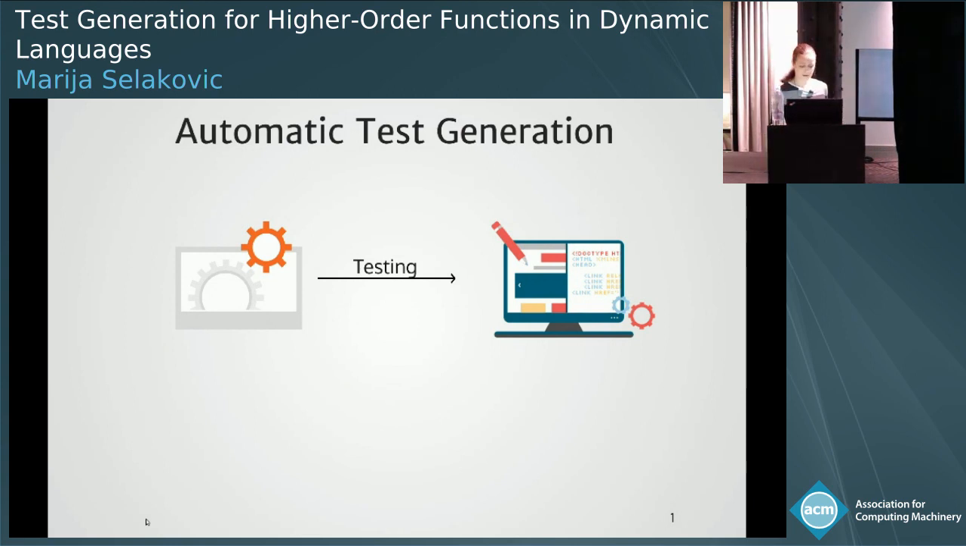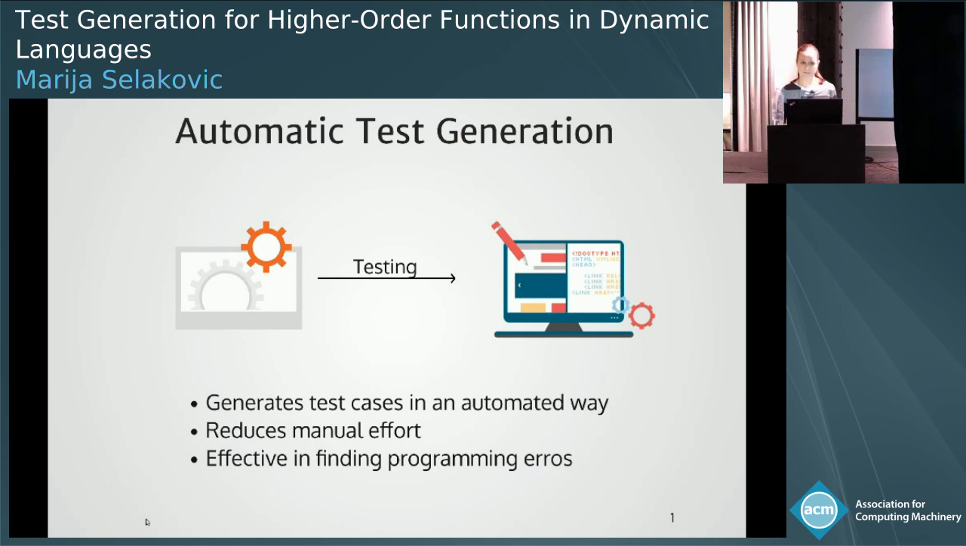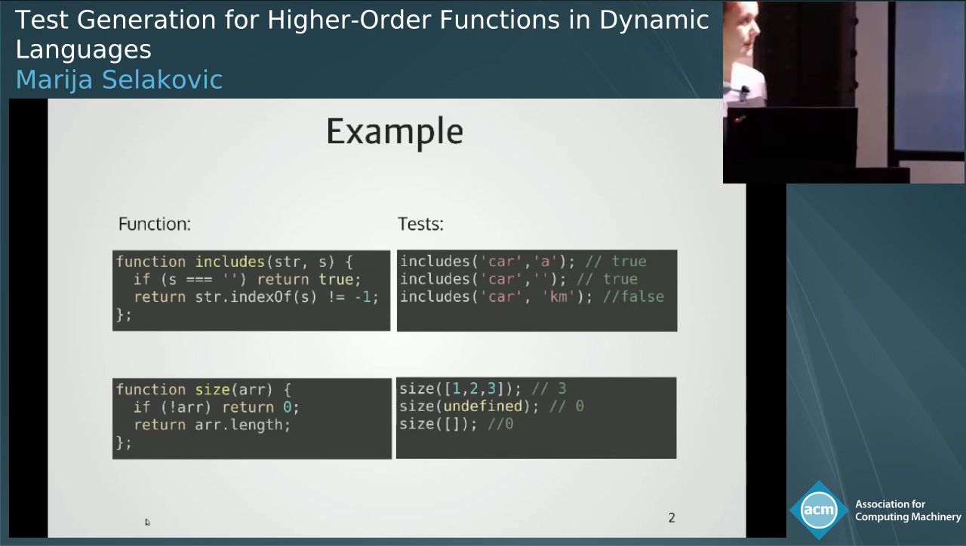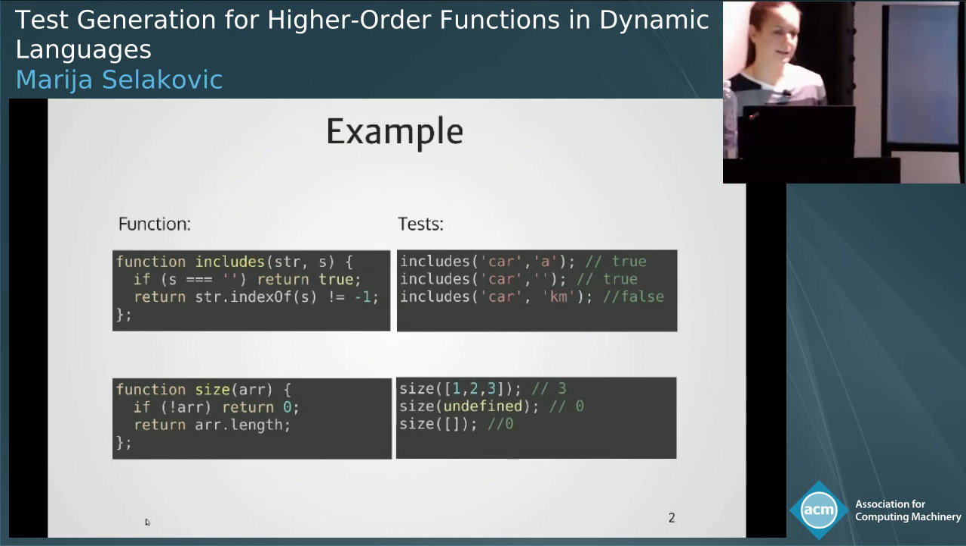They help reduce manual effort by generating test cases in a fully automated way. Moreover, these approaches have proven to be very effective in finding programming errors in even well-tested and mature systems. So this definitely should make developers happy. Let's illustrate a few examples of how automated test generation would work in practice.